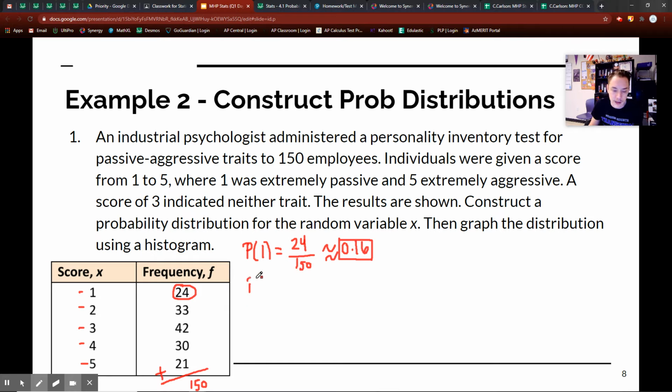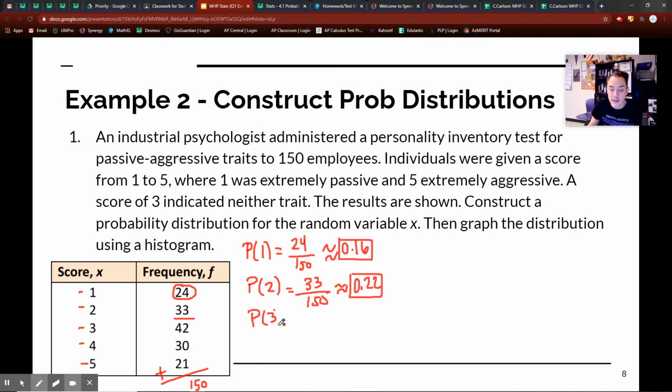All right, so probability of 2. What is the probability of 2? Probability of 2 is 33 all over the total number, 150. When I simplify this, this gives me 0.22. Just plug it in your calculator. What does it give me? That's what you need to find.